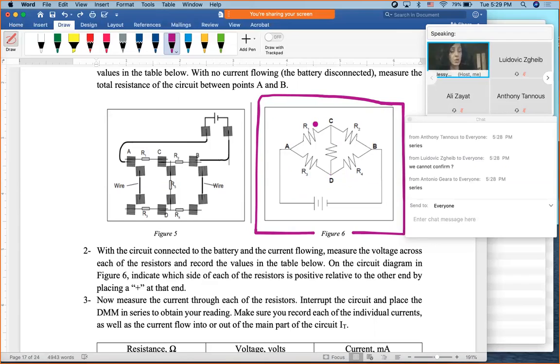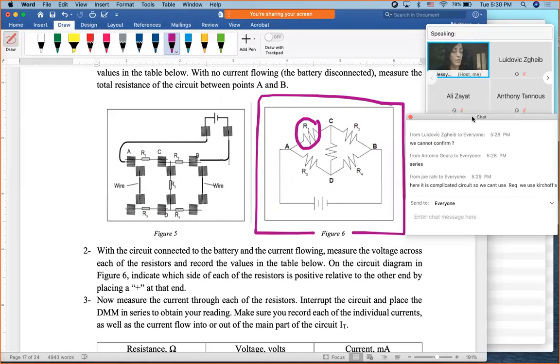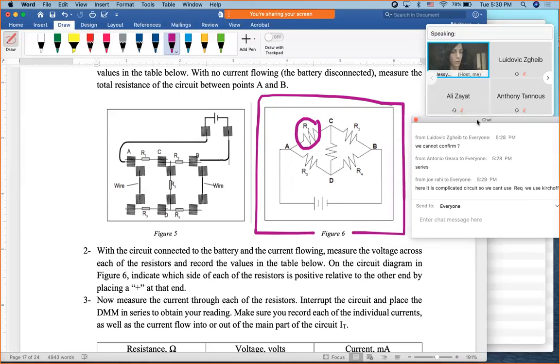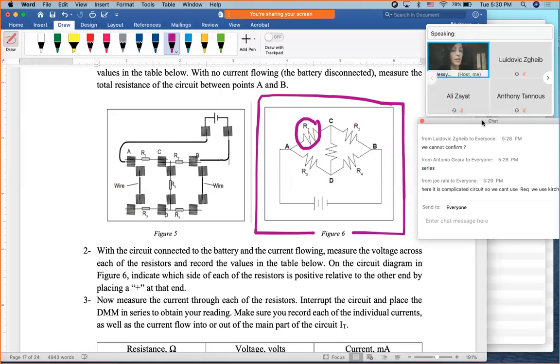We're gonna measure R1 alone out of the circuit, R2 alone out of the circuit, R3, R4, R5 out of the circuit. Yes, we're gonna use Kirchhoff for this circuit. I'm gonna call it a bridge. It's not series, it's not parallel. Let's not call it complicated. It's basically complex. And then I'm gonna construct the circuit to measure the voltage on top.